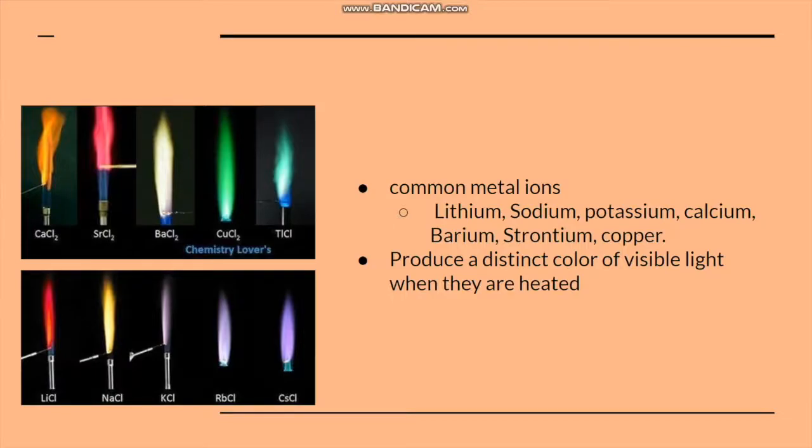For example, there are many common metal ions such as lithium, sodium, potassium, calcium, barium, strontium, and copper. These produce a distinct color of visible light when they are heated because they have a unique electron configuration.